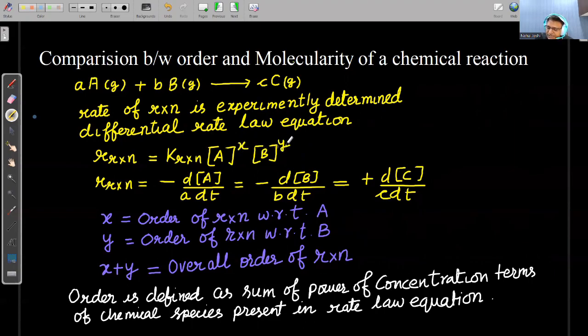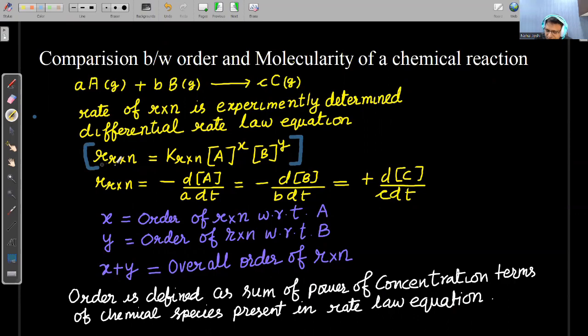This x and y are experimentally determined. We cannot put the values of a and b over here, right? So x is the order of reaction with respect to A, and y is the order of reaction with respect to B, and x plus y is the overall order of the reaction. So order is defined as the sum of powers of concentration terms of chemical species present in the rate law equation. This is the rate law equation, and it is experimentally determined.